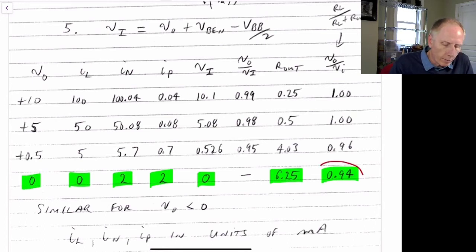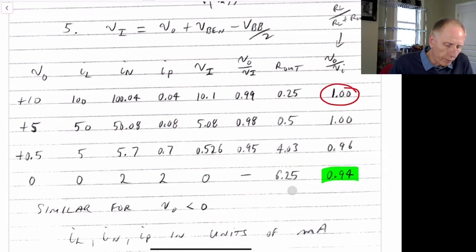So we see that the small signal gain goes from 0.94 to 1, so it only varies by about 6% over a very large swing from 0 volts to plus 10 volts. And we can see where that would make it a fairly linear power amplifier.